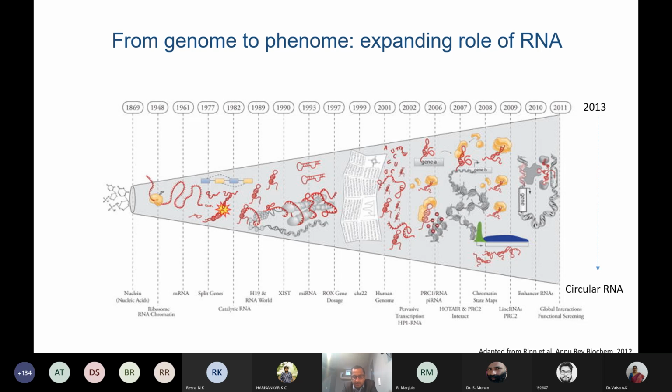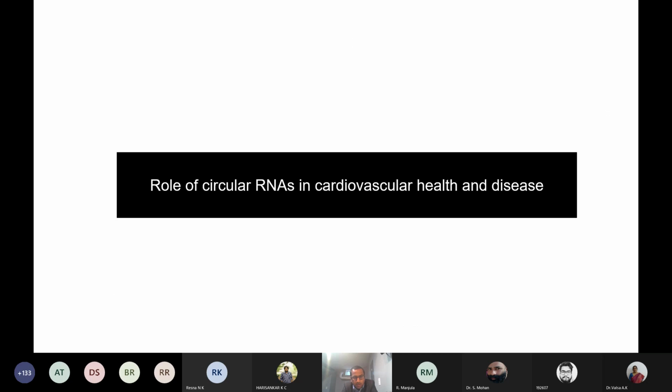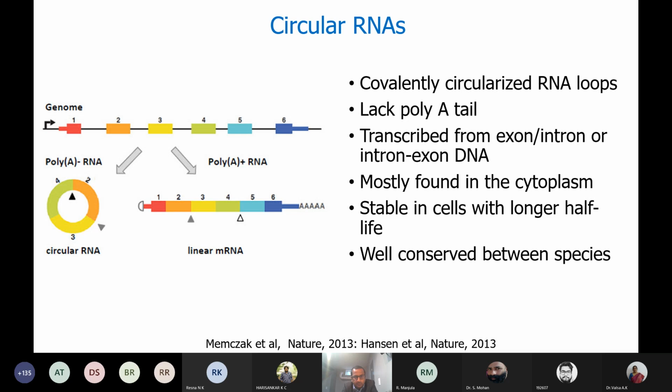Circular RNAs were discovered for the first time in 2013 by Rajewsky's group in Germany. I'll talk more about my work, give a brief background about what circular RNAs are, and then jump into what we have published and what we are doing right now. If you look at this cartoon, circular RNAs are circularized RNA loops. Unlike mRNA, they lack a poly A tail and 5' capping, and they can be transcribed from exon or intron alone, or a combination of both exon and intron DNA.